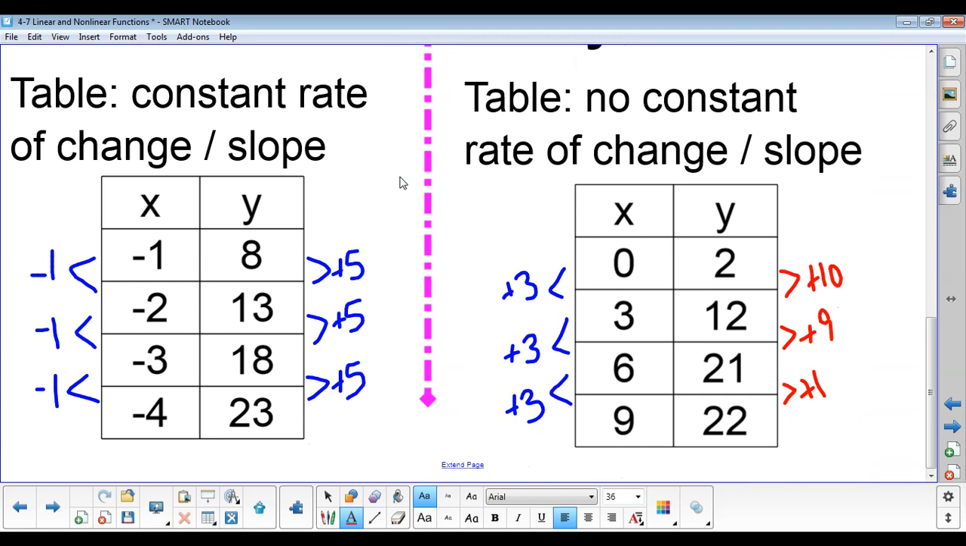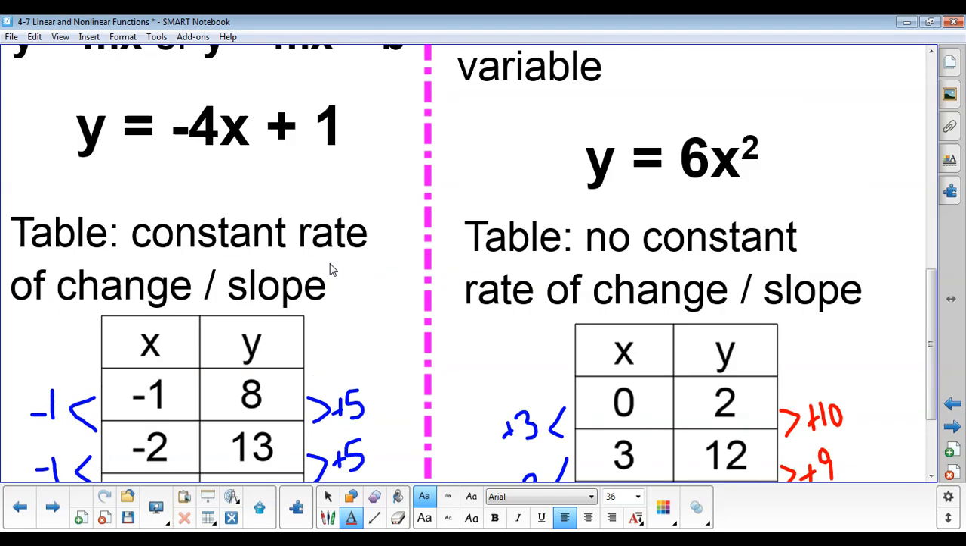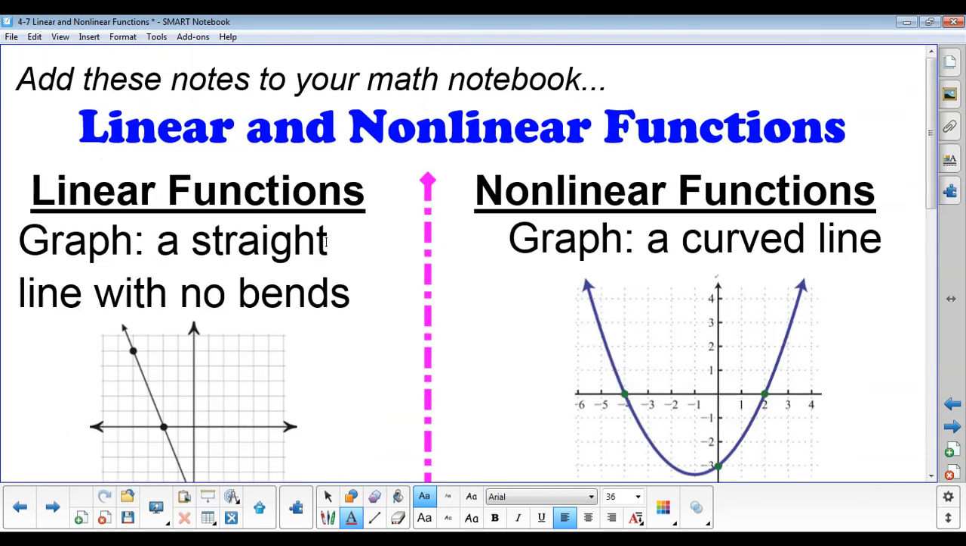In a table, we've done a whole lot on linear functions. It has a constant rate of change. So notice the x values change by the same amount each time. The y values change by the same amount each time. We calculate slope. So linear functions are something that we're already familiar with.